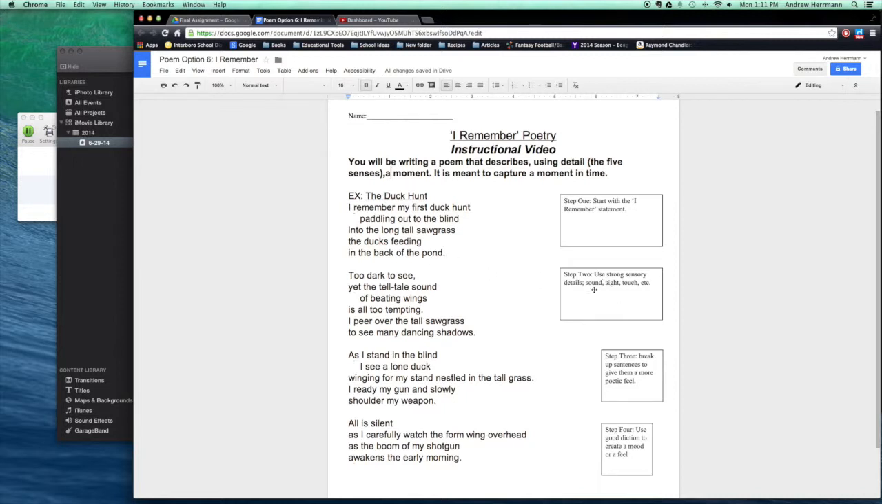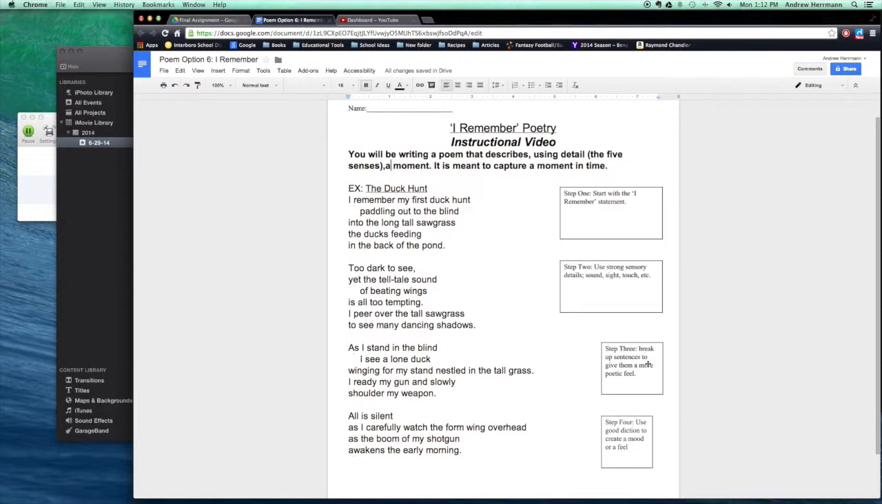Step 2, use strong sensory details. Imagery, like I taught you before. Too dark to see. Yet the telltale sound of beating wings is all too tempting. I peer over the tall sawgrass to see many dancing shadows. A little personification there too. So we have the sound detail, the sight detail. This really makes this memory come alive. He's not telling a whole story here. It's just kind of a snapshot.